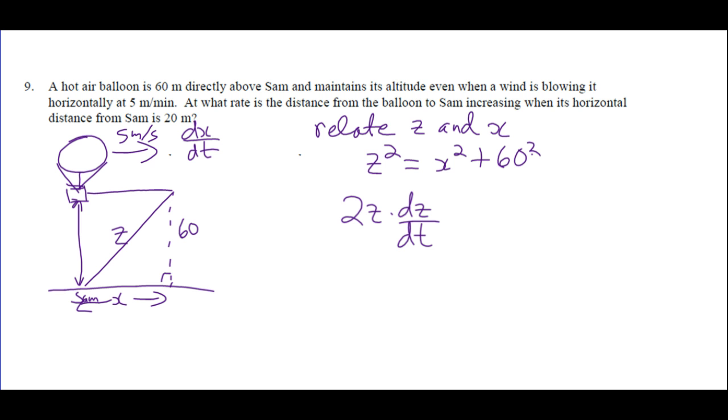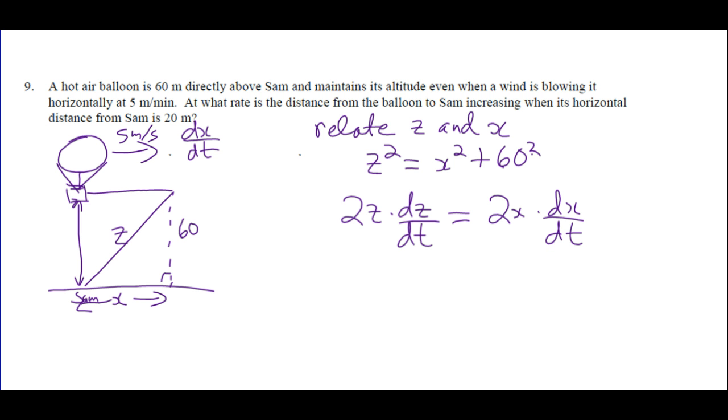Taking the derivative with respect to time of both sides, we get 2z times dz by dt is equal to 2x times dx by dt. So the derivative here with respect to time, plus that's a constant, so the derivative is 0, right? 60 squared, the derivative is 0.